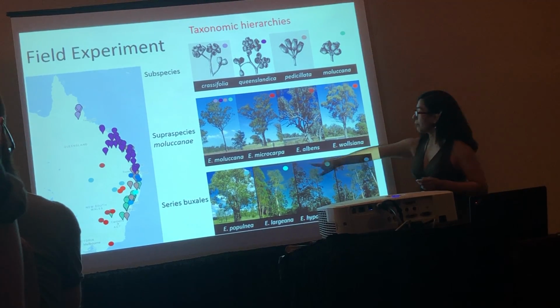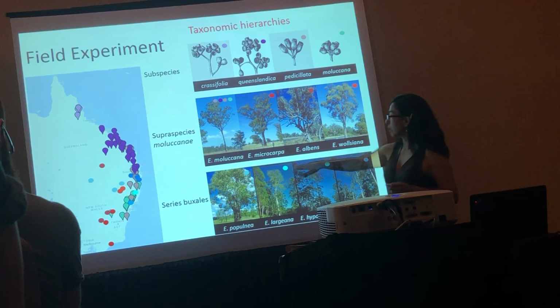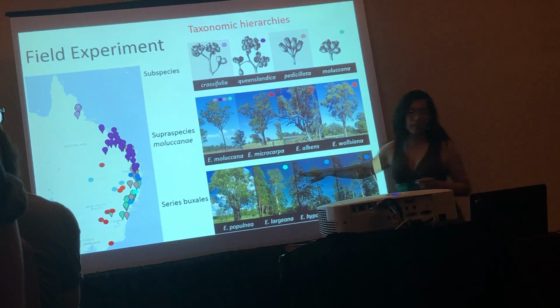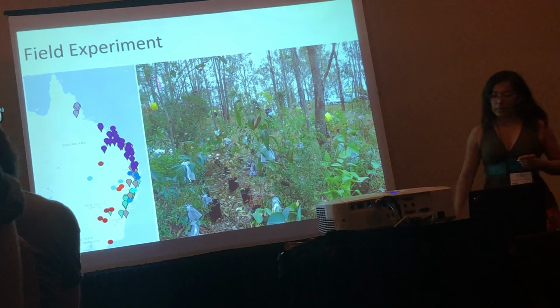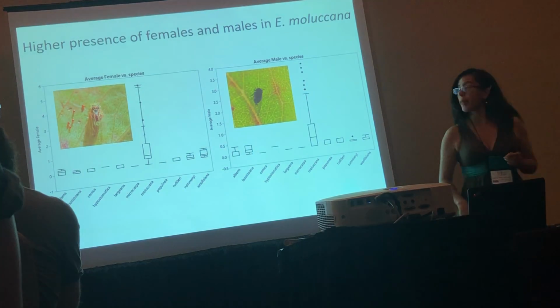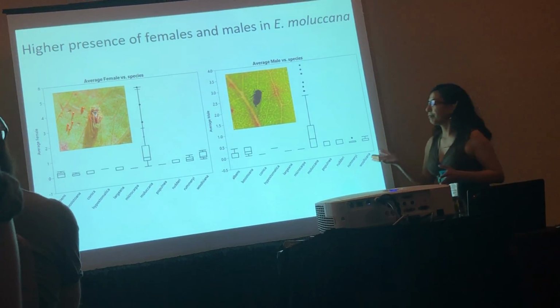And these are in my map. Now they are showing in blue. So these are the provenances that I took. And as I mentioned, this is how they look in the field. And these are the results.